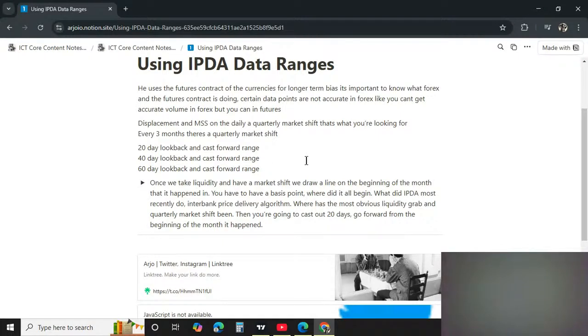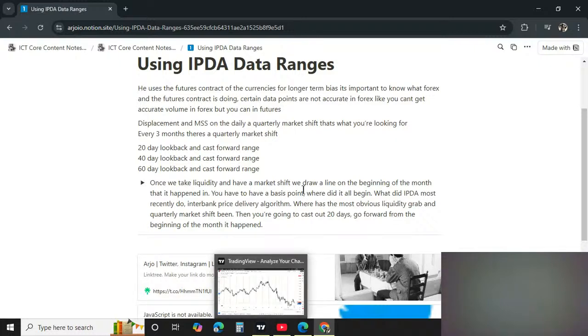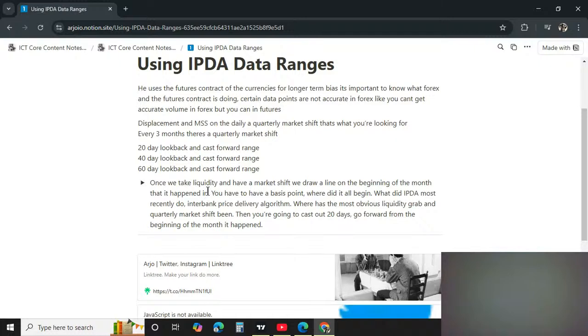Okay, so once we take a liquidity and have market shift, we draw a line on the beginning of the month that it happened in. Okay, जहां से मार्केट स्ट्रक्चर शिफ्ट हुआ. ओके, अब इसमें हम कुछ अपने भी स्पाइस कुछ ऐड करने वाले हैं.